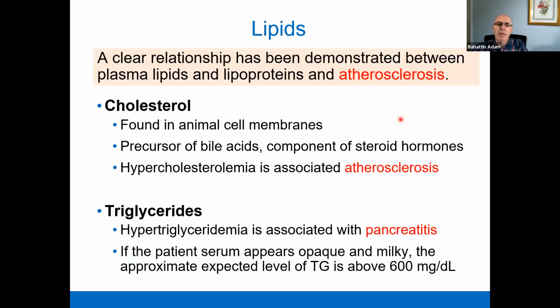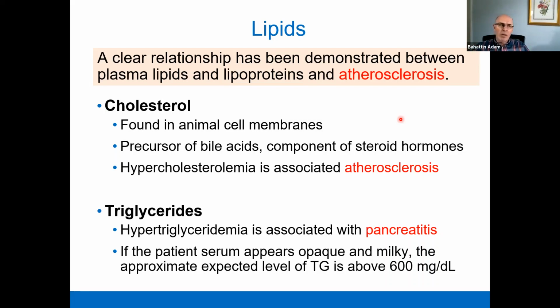Now the most interesting topic we have. Lipids, as you know, are the topic of my research. A clear relationship has been demonstrated between plasma lipids and lipoproteins and atherosclerosis. This is the most common information: there is an association between plasma lipids and atherosclerosis, cardiovascular disease and coronary heart disease.